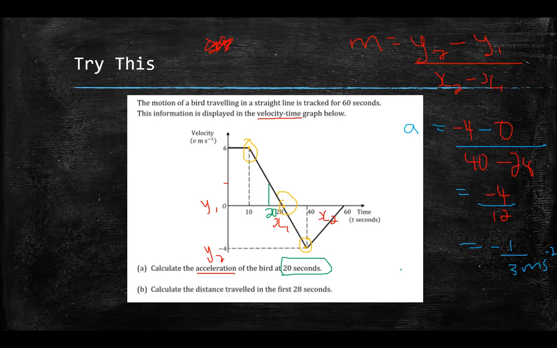But let's just say they said, state the value of the acceleration after the first 10 seconds, which would be this horizontal line here, then we know acceleration is 0. But that's not what the question asks. The question asks to calculate the acceleration at 20 seconds. So I want to know what is the acceleration right here. What's the gradient?